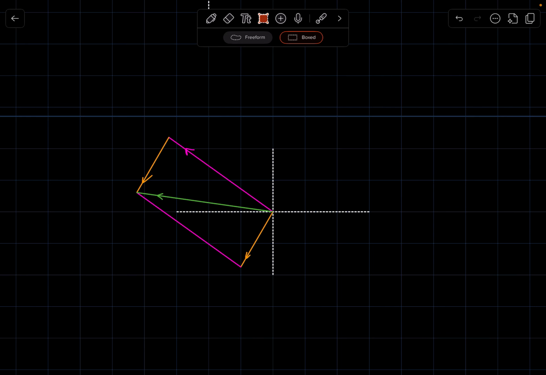Now, you can draw the parallelogram graphically using a scale, in which case you use your scale to determine your resultant, or you don't necessarily have to use a scale. If you haven't used a scale, then you make use of the sine rule or the cosine rule to determine the resultant.